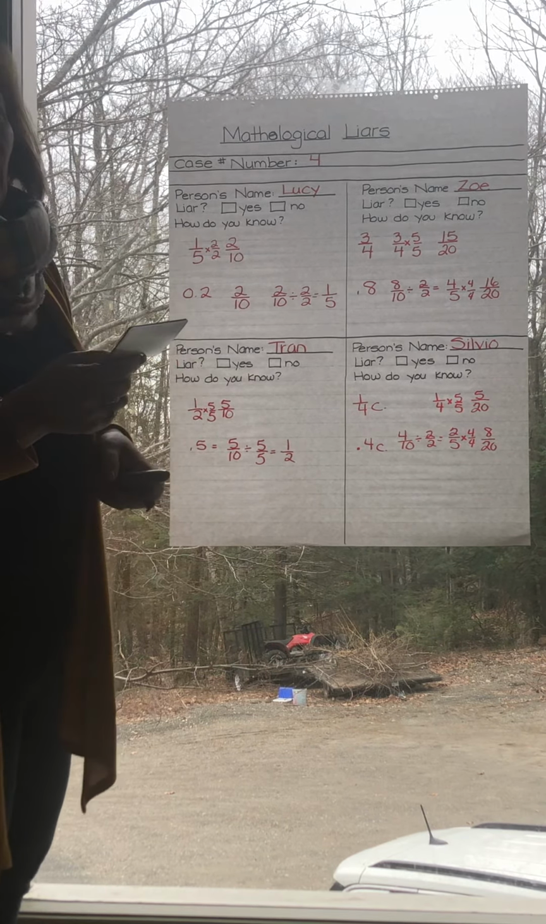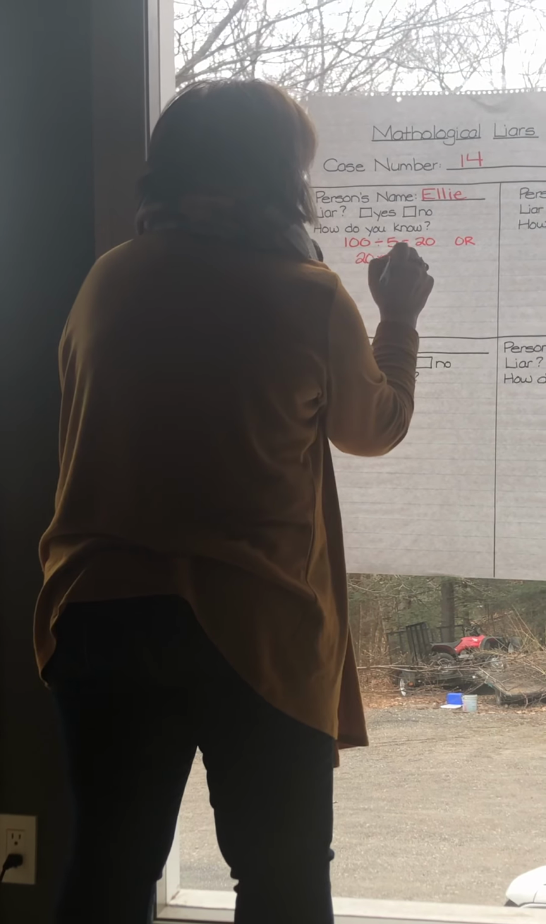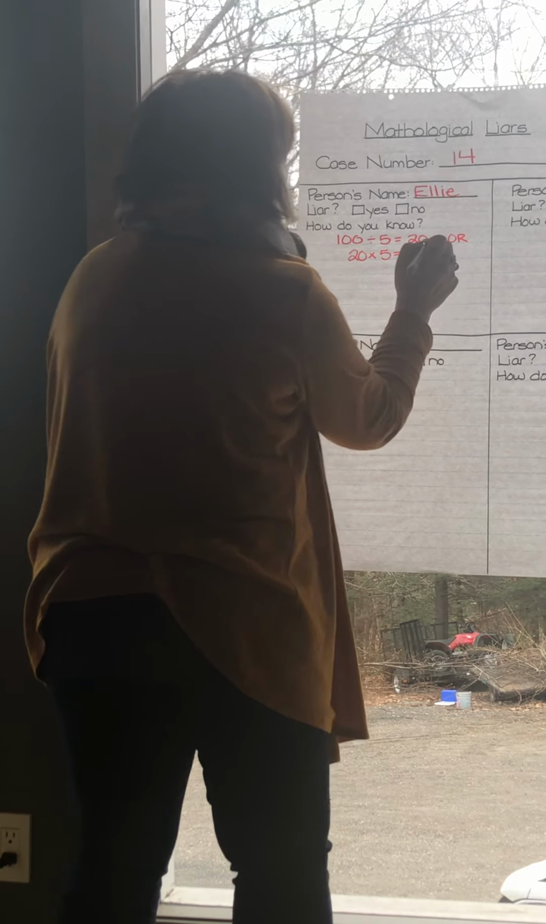Okay, remember this is understanding inverse relationships. I was too busy counting the people in the crowd. There were 100 people over 5 days. So that is 100 divided by 5 equals 20. Or the inverse operation of 20 times 5 equals 100.